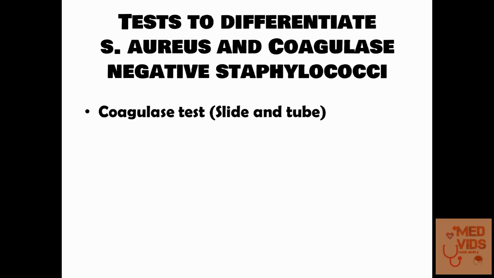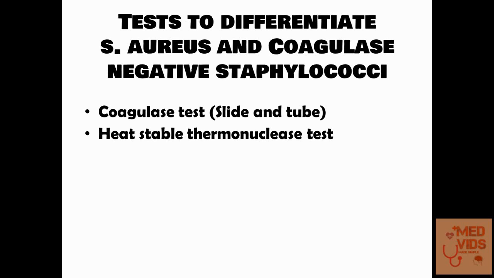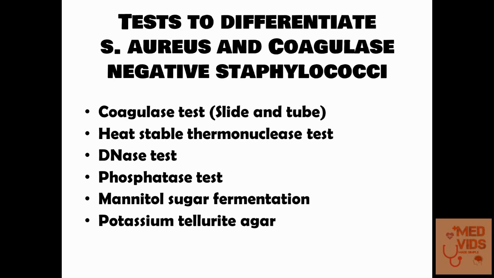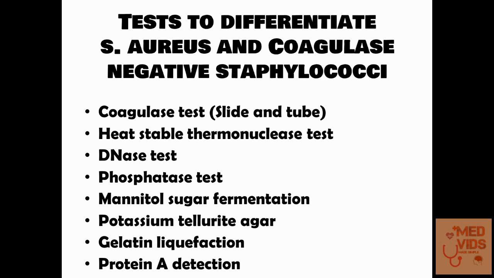There are further tests which help to differentiate the species within Staphylococcus. For example, they help differentiate Staphylococcus aureus from the coagulase negative Staphylococci. The tests commonly used are the coagulase test, which is further classified into slide coagulase test and tube coagulase test, and this is one of the very important tests you must know. Others are the heat stable thermonuclease test, DNase test, phosphatase test, mannitol sugar fermentation, potassium tellurite agar, gelatin liquefaction, and protein A detection.